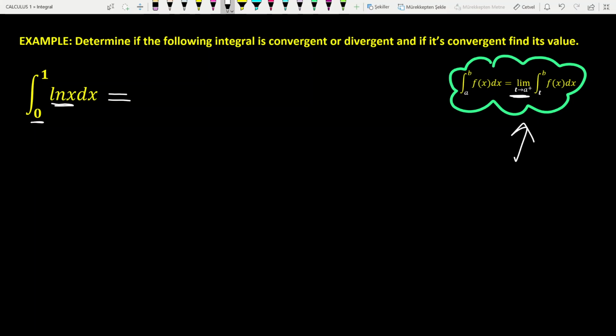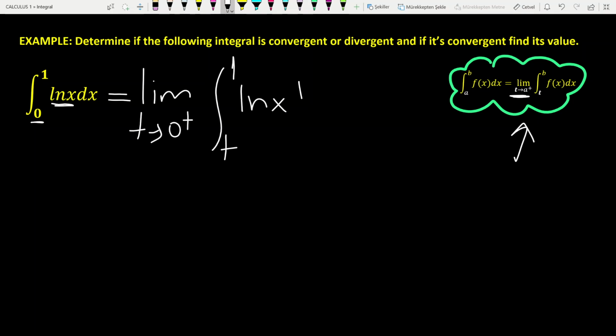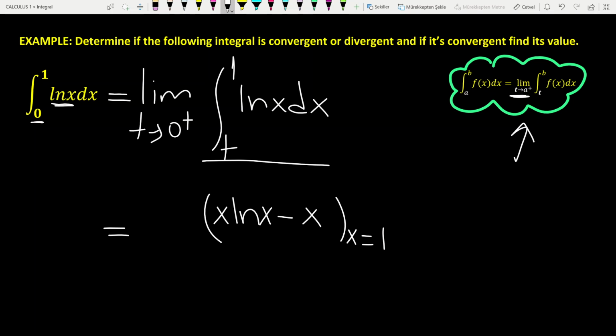In this case, you assign a variable t, and t tends to that number from the right, of course. So what does it mean? Instead of 0, I should write t here: integral from t to 1 of ln x dx. In this case, you can directly apply the fundamental theorem of calculus. What is the antiderivative of the ln x function? This is x ln x minus x, and x is from t to 1. Don't forget to write the limit expression here: t tends to 0 from right.